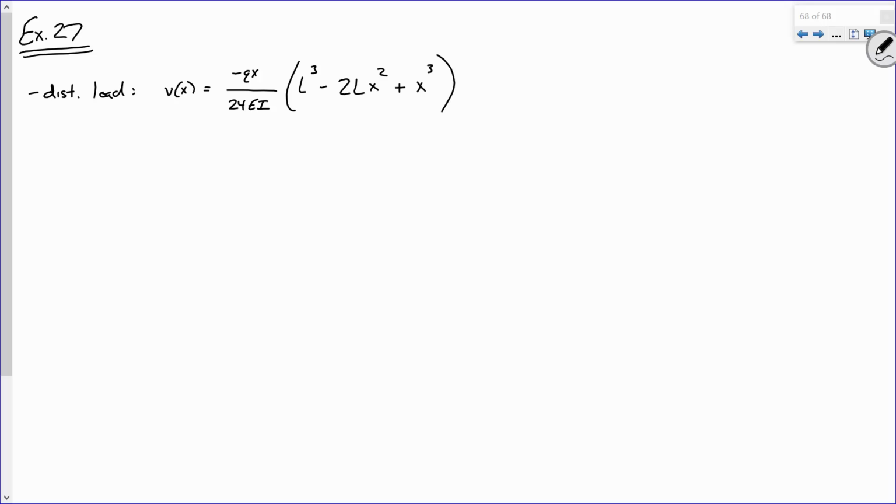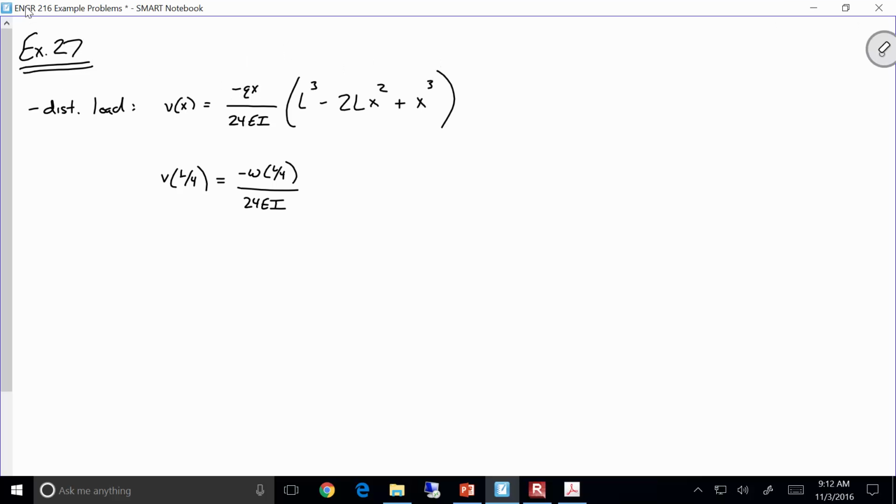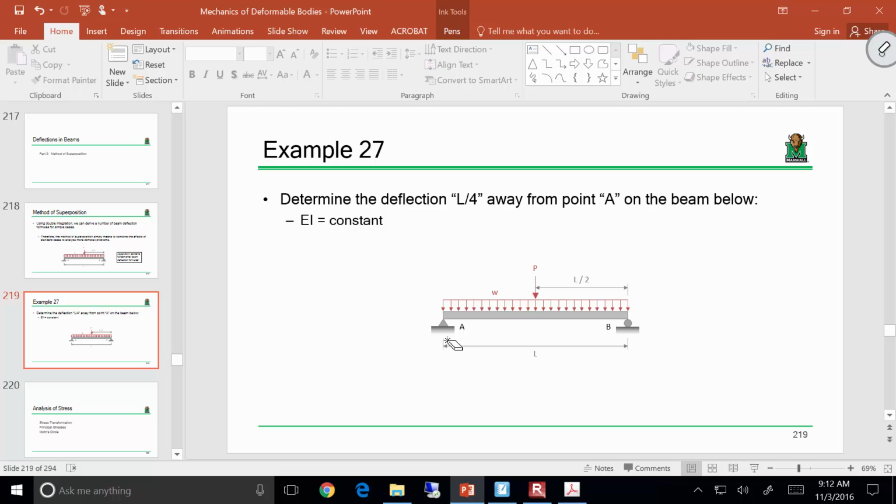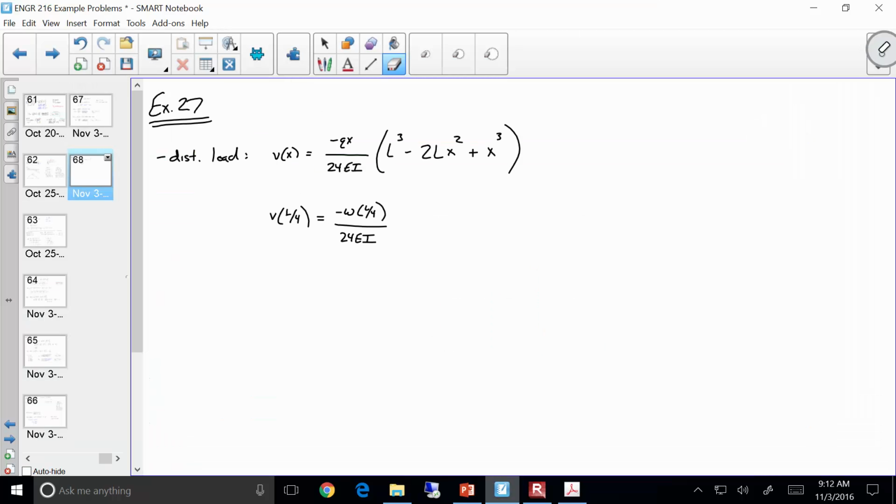So if I plug in L over 4, and keep in mind I'm dealing with a W, it doesn't really matter, but I guess minus W times L over 4 over 24 EI times the following. Yes? That was what the problem was asking for. The problem was saying, tell me what the deflection right here is, L over 4 away from A. Sound good?